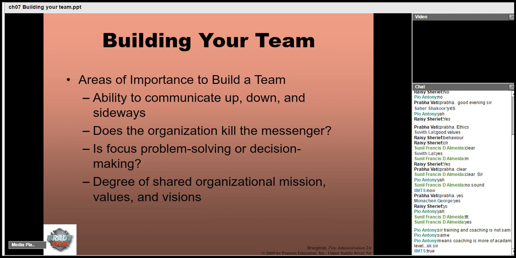Building your team, areas of importance to build a team: ability to communicate up, down and sideways. Does the organization kill the messenger? Is the focus problem solving or decision making? Degree of shared organizational mission, values and visions.